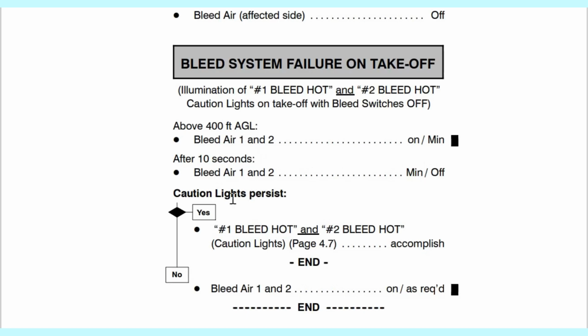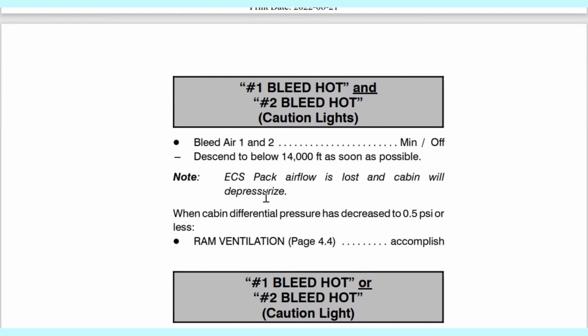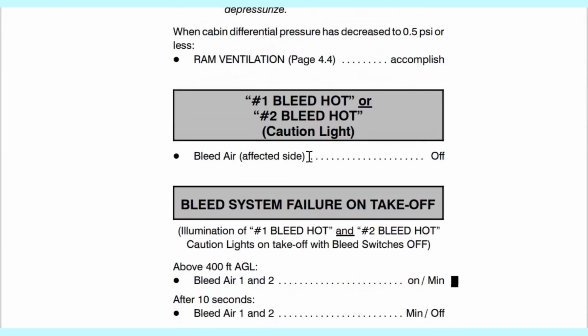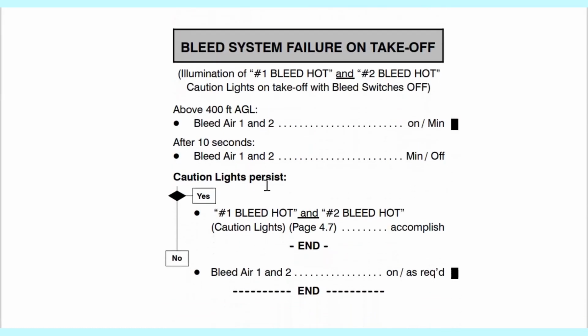And it tells you if you are above 14,000, descend. If you are not above 14,000, you just come in and land. As simple as that. If the caution does not persist, no, then you can reset your bleed switches and off you go. You continue the flight, seek maintenance action, and see what they tell you. Contact them on your frequency, or contact technician. So basically that's how we interpret these checklists.